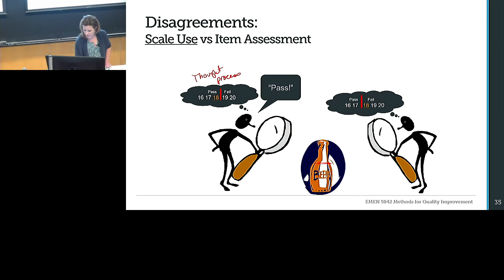Let's say they're looking at a beer label, and how well it adheres to the beer bottle itself. Well, this person uses the scale and says it's a pass. This person uses the scale and says it's a fail. It's the same scale, right? But they're using it differently.